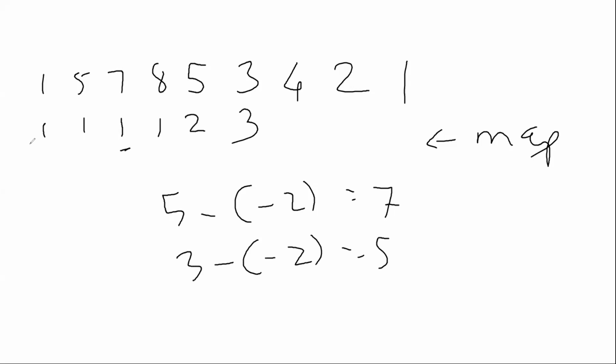For 4 you don't find it, so you make it 1. For 2 you don't find that value either, so you make this 1. But when you go to 1, 1 of minus 2 will be equal to 3. Your value in this 3 is also 3, so you add 3 plus 1, which will be 4. This is your maximum value. Then you return this value.